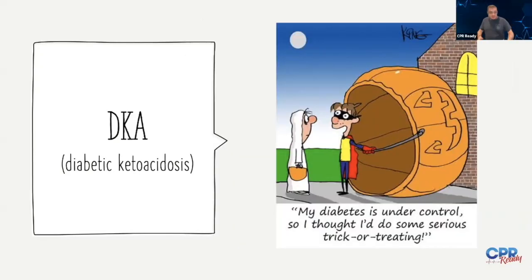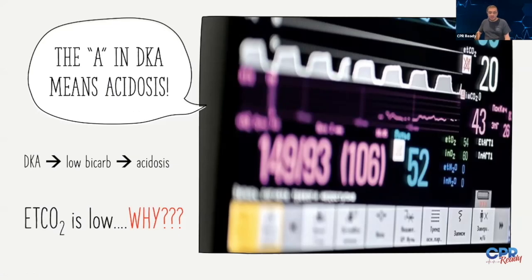And another condition that's related, because it's also about acidosis, is DKA, because DKA stands for diabetic ketoacidosis. In this case, it's not lactic acid like in sepsis. It's the DKA leading to the person depleting their own internal bicarb stores. Bicarb is a buffer for acid. So as they use up their bicarb, they go into acidosis, the DKA.